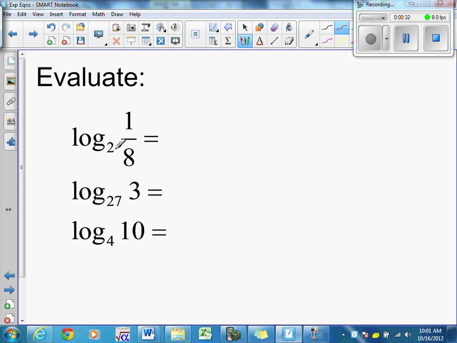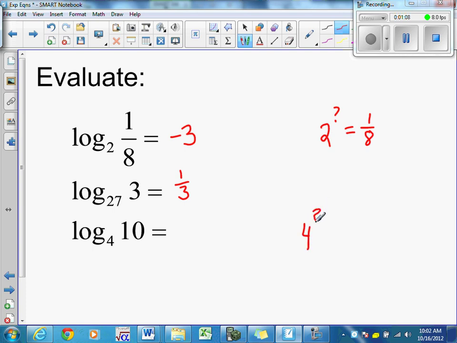If I have log base 2 of 1/8, remember that's 2 to what power is 1/8? It's a fraction, so we get a negative. 2 cubed is 8, so we get -3. Log base 27 of 3. 27 to what power is 3? That is 1/3.